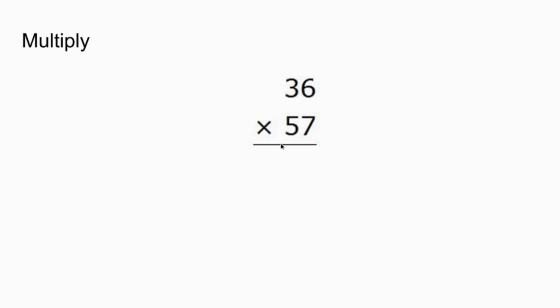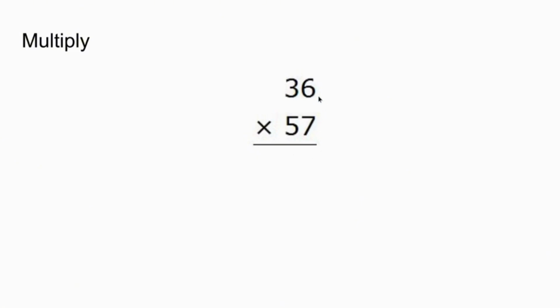Multiply 36 to 57. Whenever you multiply two digits times two digits, you start at the bottom number and begin with the ones digit first. So the 7 here. We're going to multiply 7 to 6 and to 3 in that order, remembering that we're going to have to probably carry over.